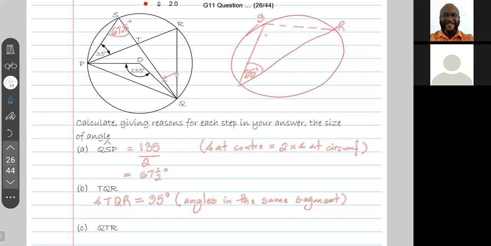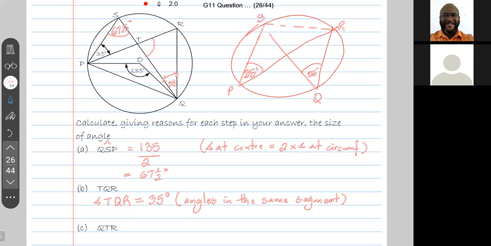The next angle starts at S, goes to Q, and then comes back down to R. Note, look for yourself, this is the one at Q. This is also 35 degrees. This is P, that's Q, they're 35 degrees. They're called angles in the same segment. And angles in the same segment are equal. This is 35 degrees. Lastly, we're asked to determine the size of angle QTR. We need this angle here.